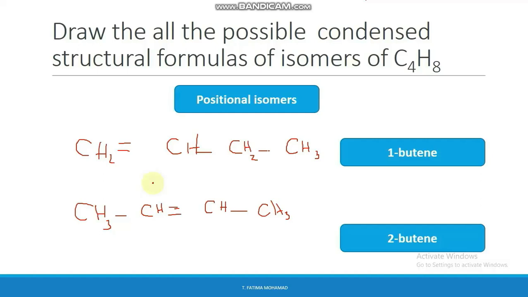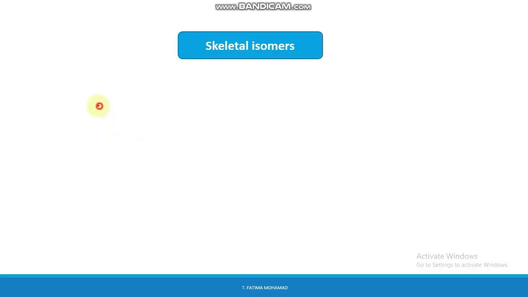Skeletal isomers, we make a branch. First, we look at the positional isomers. Which one can we make a branch using? 1-butene, if we took this carbon and put it here, or this one, we can. 2-butene we cannot take, because we will not have the position of the double bond here. Okay, so the skeletal isomer, we will have, we said that it's like 1-butene.